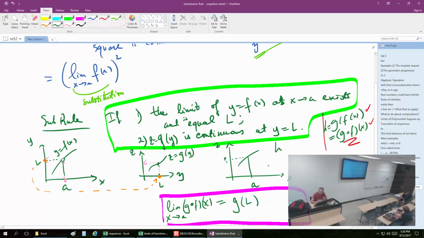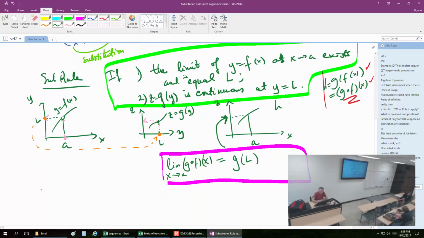Okay, so this g of L is what we have found here, the substitution. It looks harder, I suppose, than the reality. Say I'm talking about this limit of the square root of x squared plus 1 as x approaches 1.